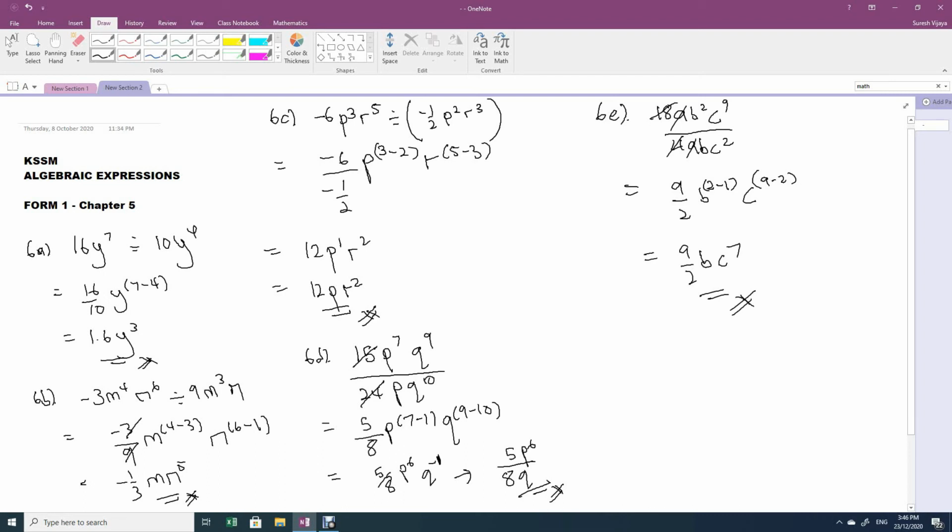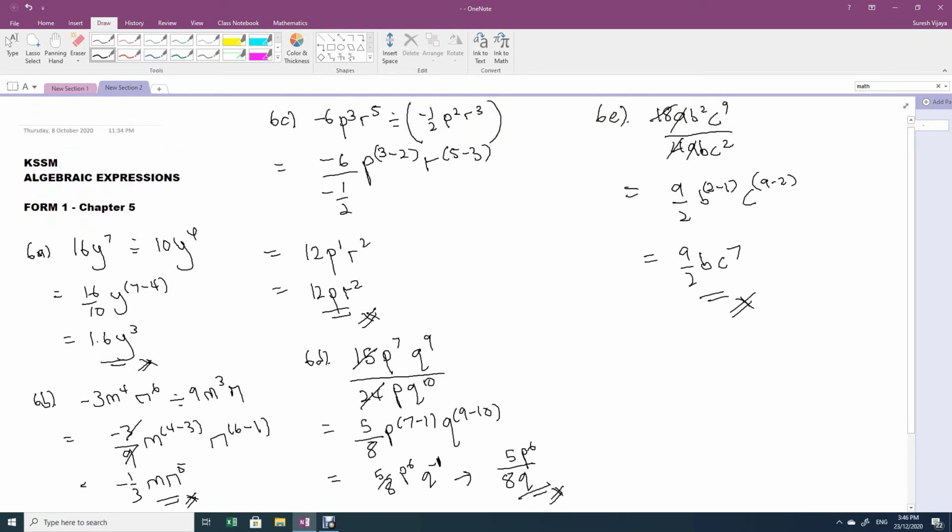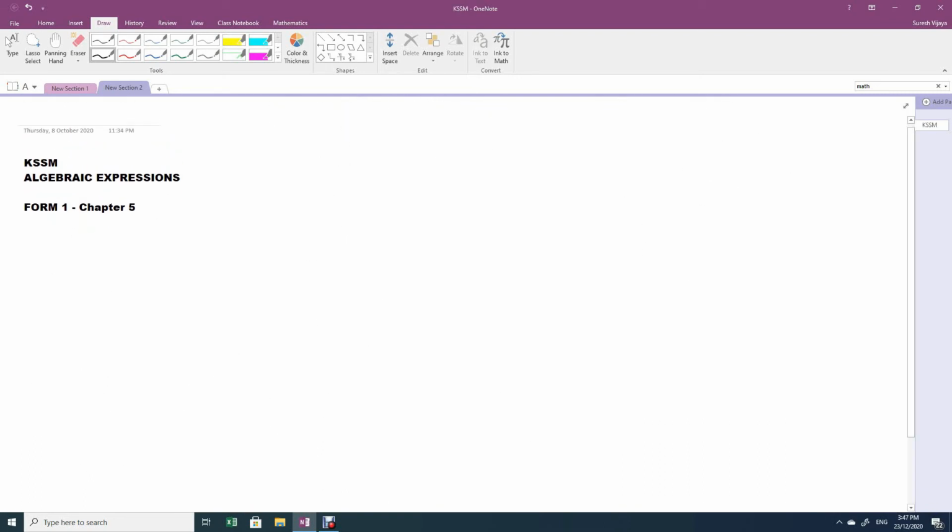Okay, let's move to the last question for chapter 5, which is question 7. Question 7 is asking you to simplify each of the following. So it's a mixed operation of multiplication and division. Let's start with question 7A.